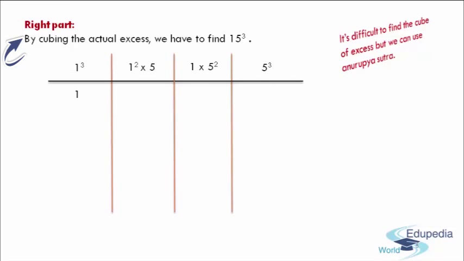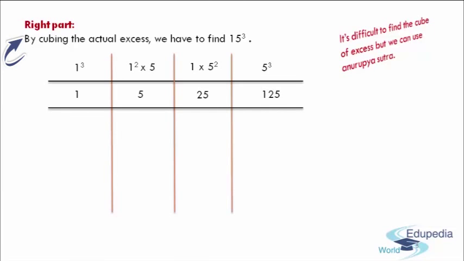So 1 cube you get 1, and 1 square into 5, that is 1 into 5, you get 5, and 1 into 5 square you get 1 into 25, and finally you get 25 as the answer. And 5 cube you get 125. After writing all the answers of these parts, now I am placing one more horizontal bar like this.